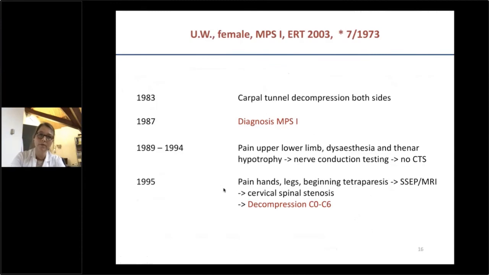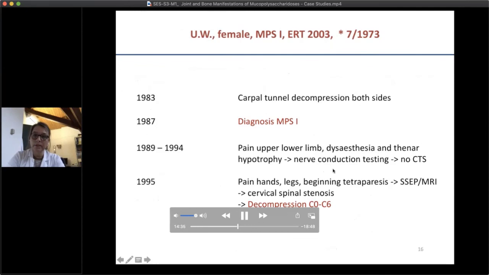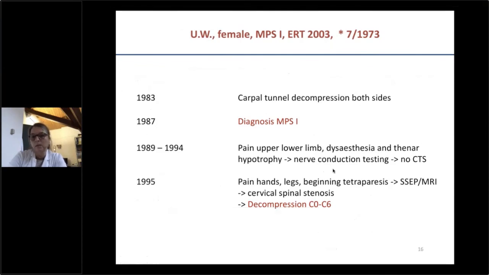And there's a long history in this young lady from carpal tunnel syndrome and spinal stenosis. So only 5 years after the decompression, she developed pain, not only in the upper limb, but also in the lower limb. She had dystasia, and she had an aggravation of the thenar atrophy, but the nerve conduction testing of the median nerve was stable. So there was no suspicion of recurrence of the carpal tunnel syndrome.